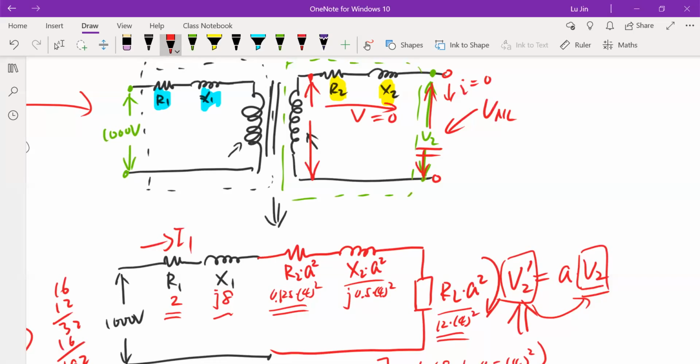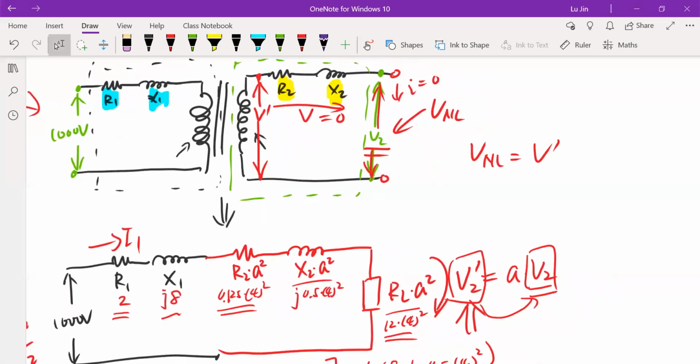How to determine this V? We call it V prime, for example, okay? So that means V no load is equal to V prime. V prime is the output voltage from the secondary side of the transformer. That's equal to V1 divided by A. A is the turns ratio, okay?